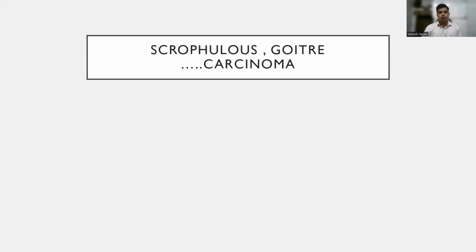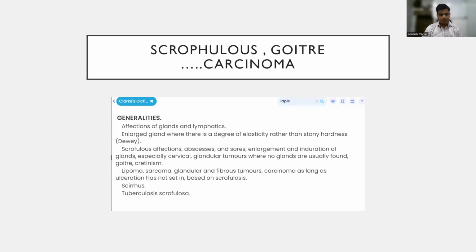Scrofulous, goiter, and carcinoma. These three things you should remember. Clarke says affection of glands and lymphatics. It's also a very important remedy for lymphatics and lymphatic glands which get obstructed, and you get nodule formations as the lymphatics spread. Enlarged gland where there is a degree of elasticity rather than stony hardness. Remember this part, very important. That elasticity has to be there. Stony hardness, contraindicated. LAPIS ALBA is not there.